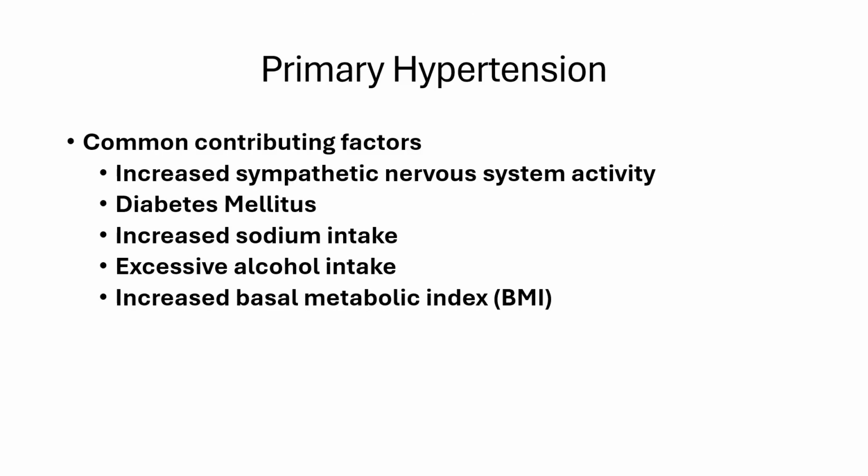Here's some other common contributing factors. Some people just have a really overzealous sympathetic nervous system and maybe too much epinephrine, too much norepinephrine that clamps down and causes them to have high blood pressure. As the other things I said, diabetes, eating too much salt, drinking too much alcohol, or an increased basal metabolic index, which is a very nice way of saying that they are overweight and obese.